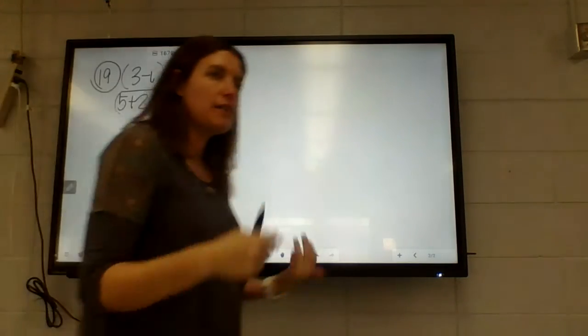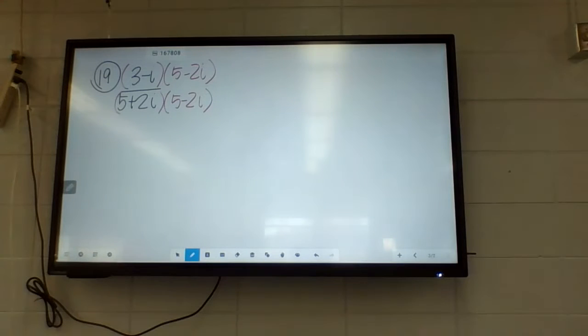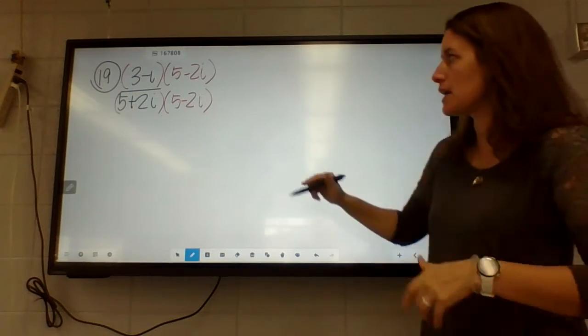The big thing with these, even if you have the concept down, you probably have a good chance of making a silly mistake on them. There are so many places you can make mistakes. So we have the FOIL.